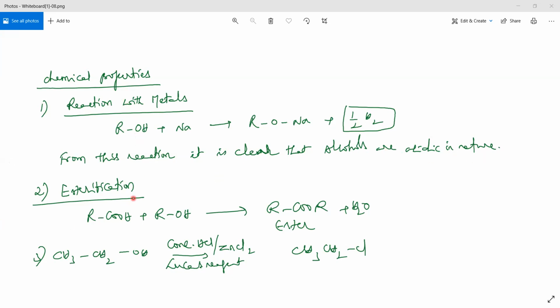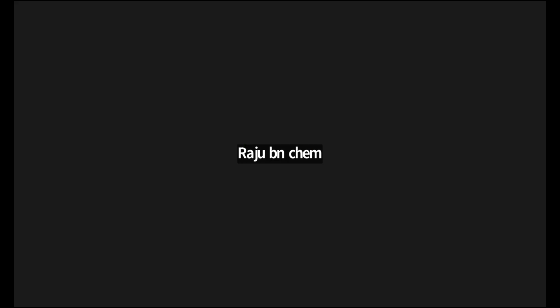Then esterification. RCOOH and ROH, carboxylic acids and alcohols combine together to form ester. Then when alcohols are treated with concentrated HCl and zinc chloride, the Lucas reagent, which we already discussed yesterday, nucleophilic substitution occurs. OH minus will be substituted by Cl minus. Then you get alkyl chloride.